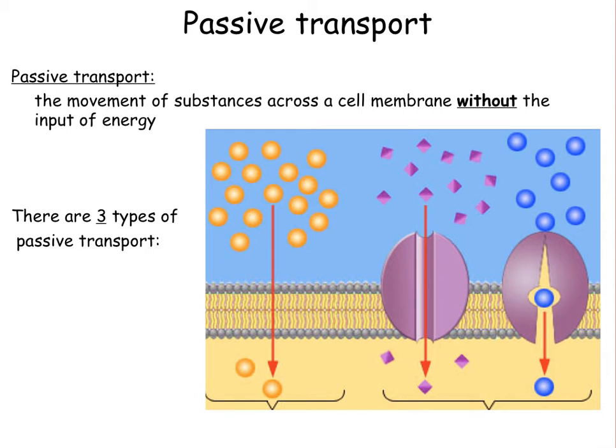So, molecules can move across membranes in much the same way, following their natural current and not using up any energy to get there. There are 3 types of passive transport that we will discuss tonight. Diffusion, which is pictured here on our cell membrane.